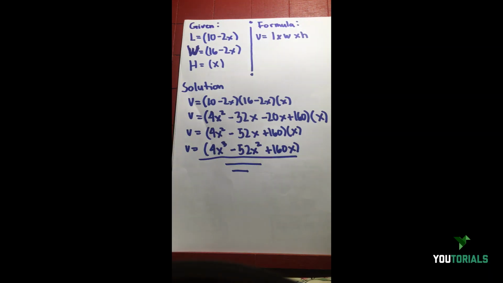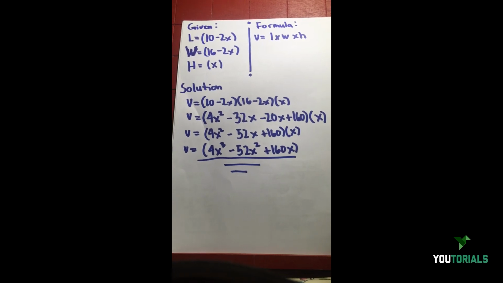Now, the givens are length is equal to 10 minus 2x, width is equal to 16 minus 2x, and height is equal to x. We will use the formula volume is equal to length times width times height. Our solution, volume is equal to quantity 10 minus 2x times quantity 16 minus 2x times x.